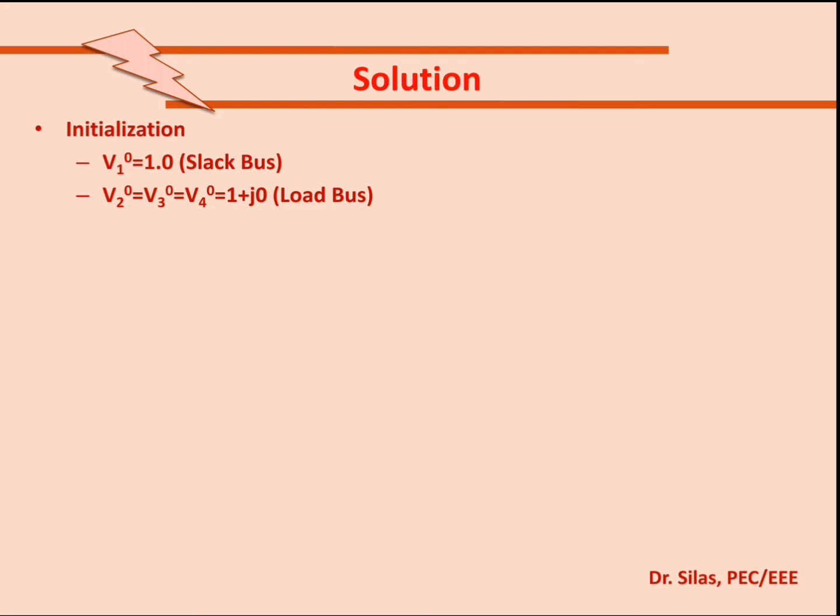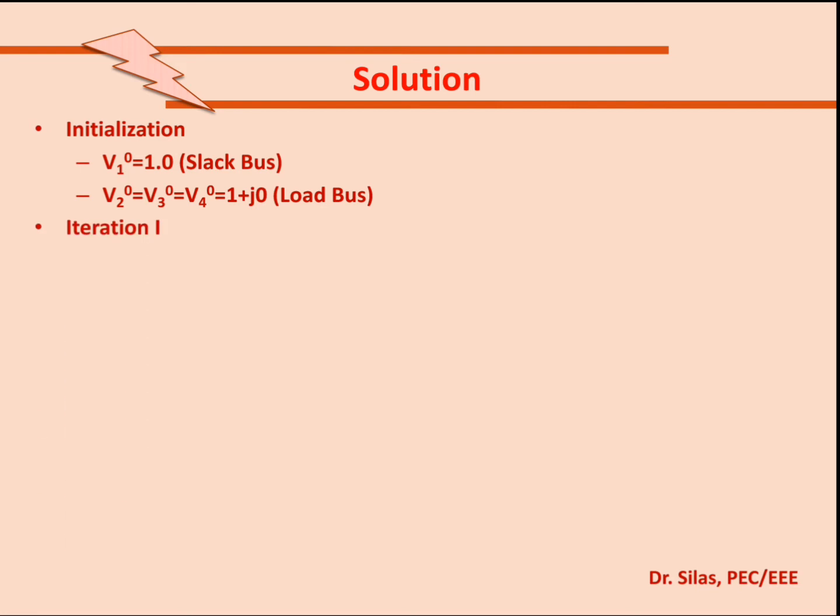Similarly, the second, third and fourth buses are load buses, so their values are initialized to 1 plus j0. In the initialization process, if the bus is a slack bus or a generator bus, the initialized voltage is the specified voltage. Similarly, if the bus is a load bus, then the initialized voltage will be 1 plus j0.